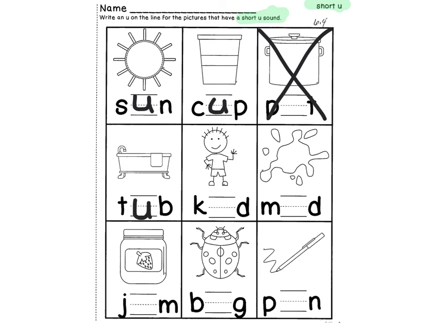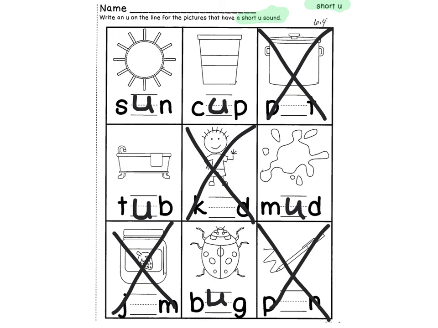Kid. No, it does not have the u sound. Mud. Yes, we hear that u. Jam. No, it does not have the u. Bug. Yeah, we'll add the U. And last but not least is the last one. No, it does not have the U.